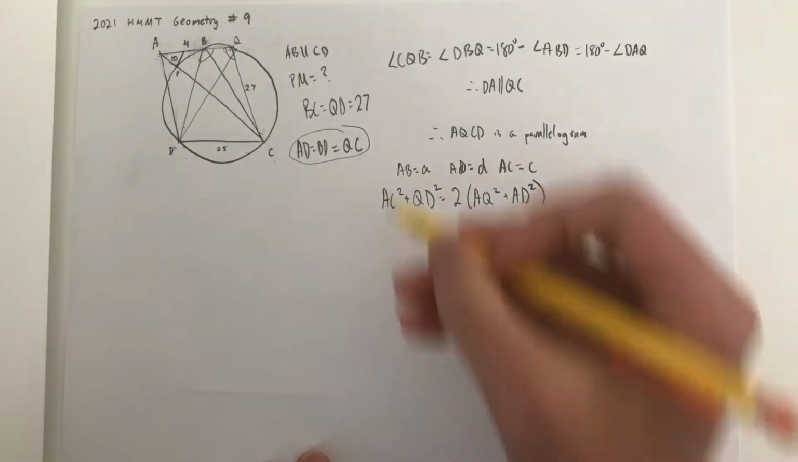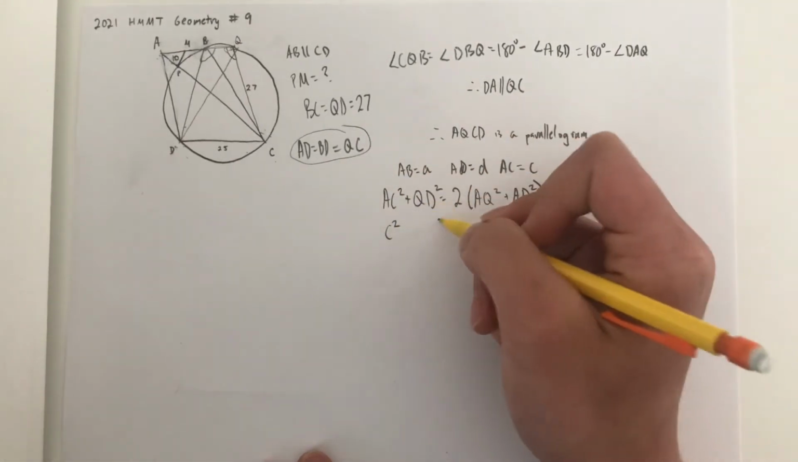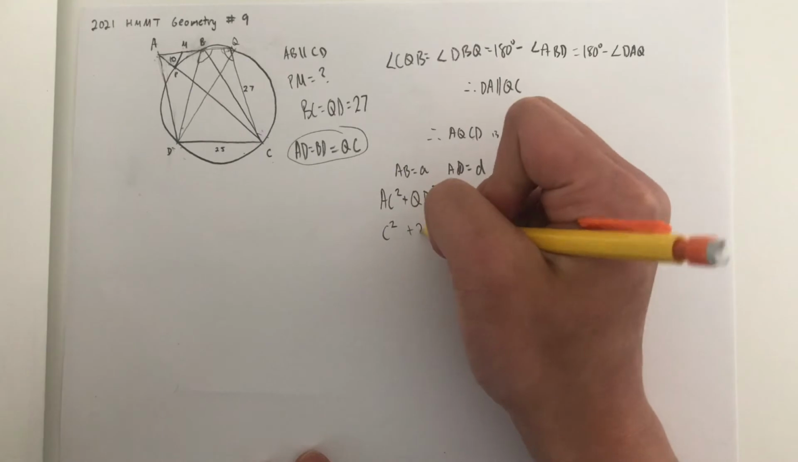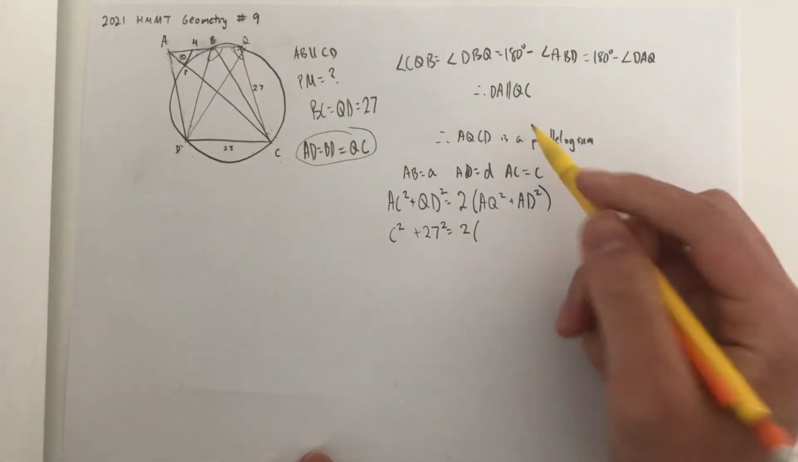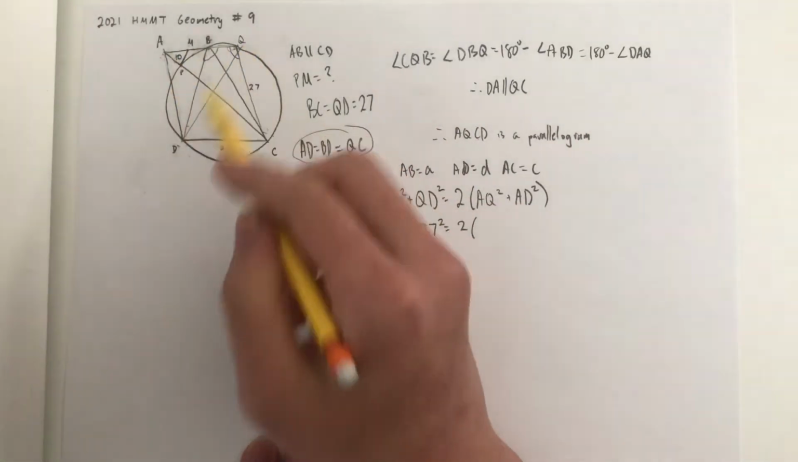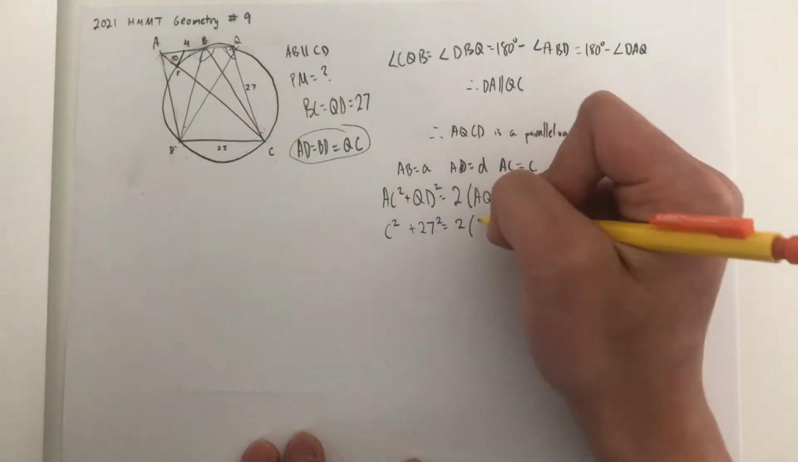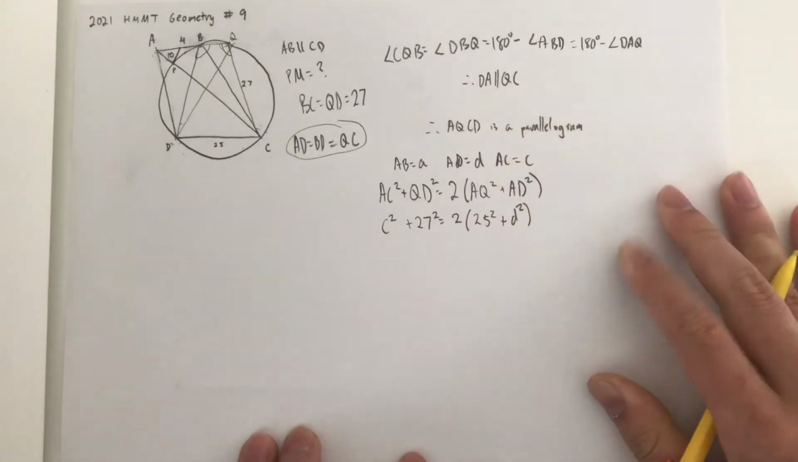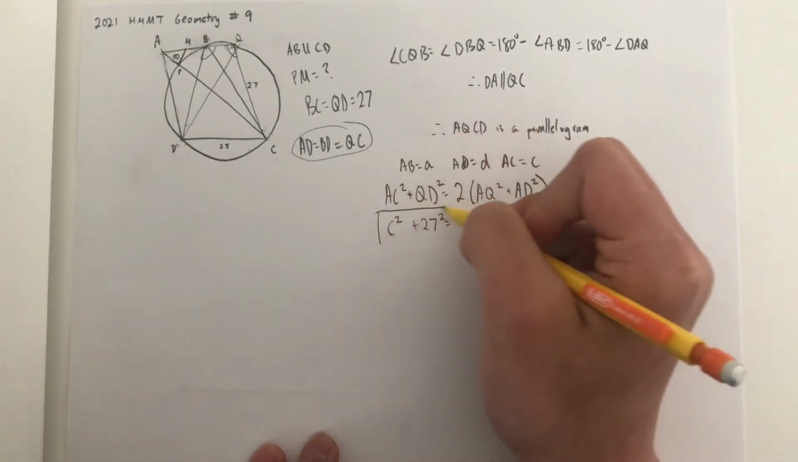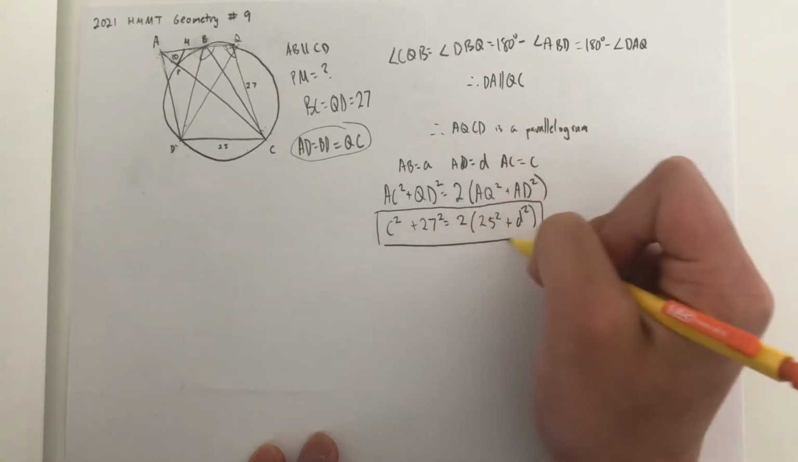Well, AC is one of our variables, c squared. QD must be equal to 27, and on the right we have 2 times. And since AQCD is a parallelogram, we must have AQ equal to CD, so that's just 25. And AD is d squared. So this is our first relation that we're going to need.